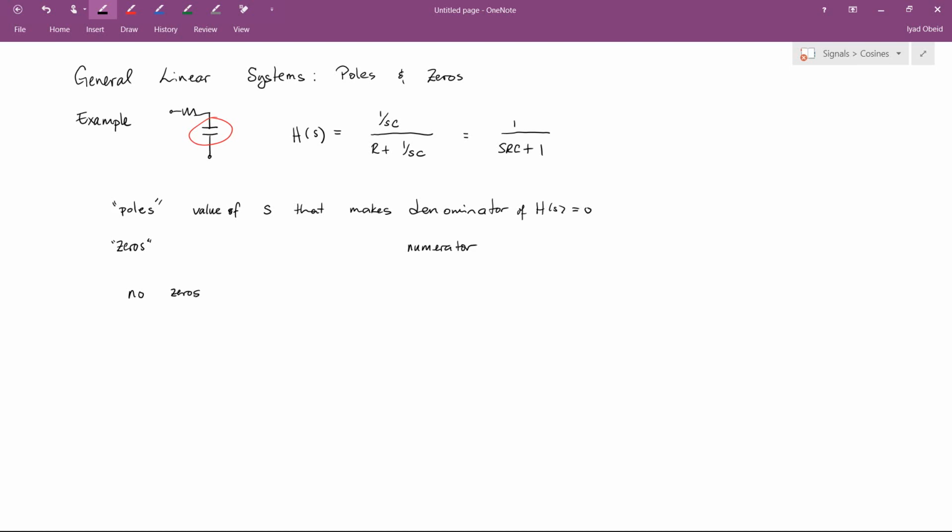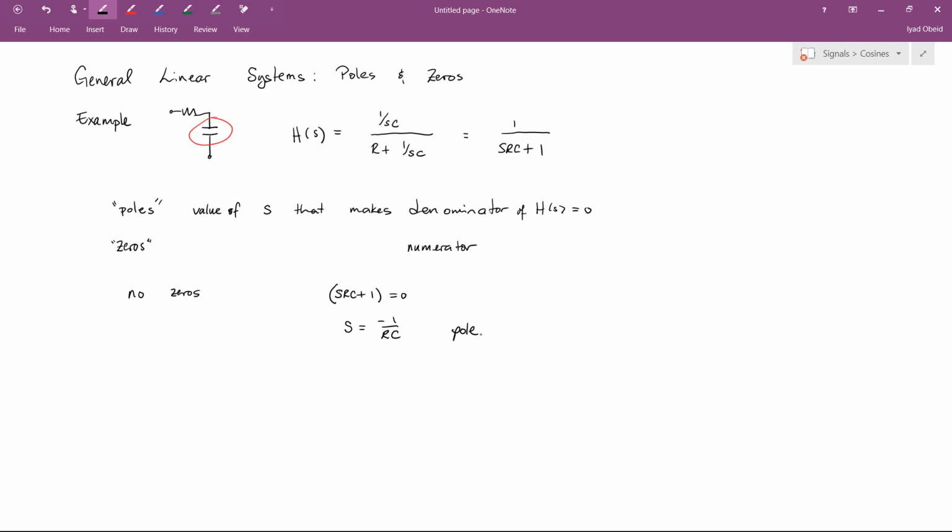What about poles? Well, that's a little bit different. My denominator is sRC plus 1. And if I set that equal to 0 and solve for s, I find that s equals negative 1 over RC. And that is, I have one pole, and it's that value. It's negative 1 over RC for whatever values of resistor and capacitor I use in this particular equation.